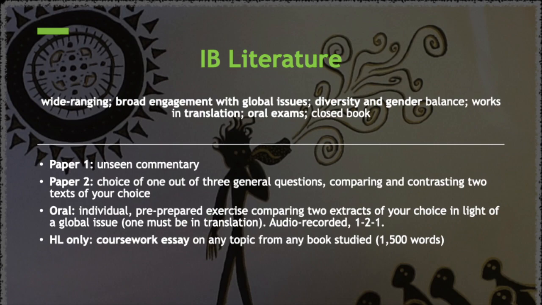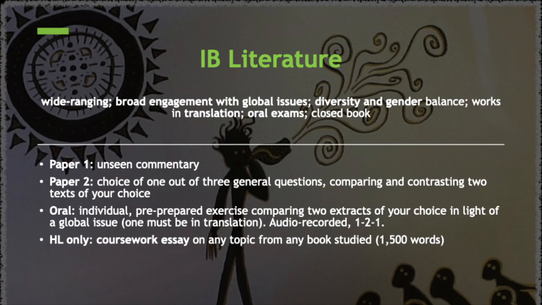Moving on to IB Literature. IB Literature is actually a new course. The current lower sixth are going through it as the second generation, and the upper sixth haven't yet completed the full cycle. So it's still very new to us. The first paper is an unseen commentary. If you're higher level, you get a choice between 2 extracts that you've never seen before, and you answer one question.